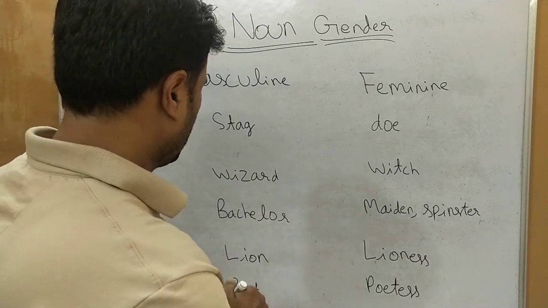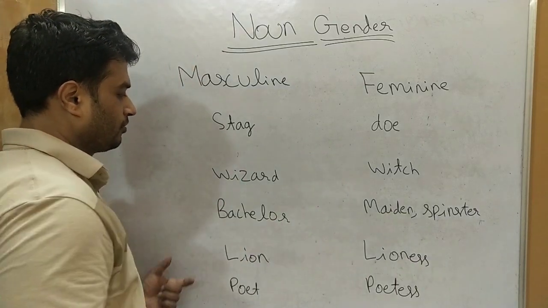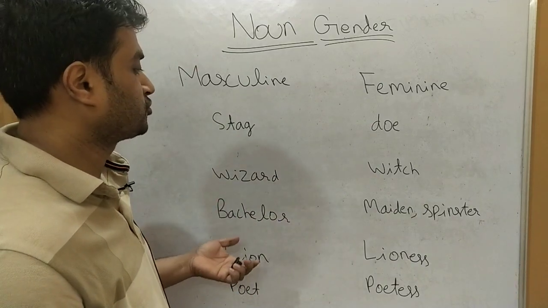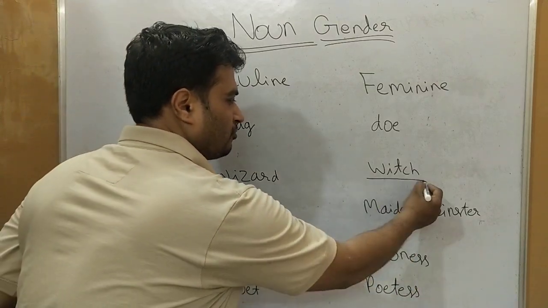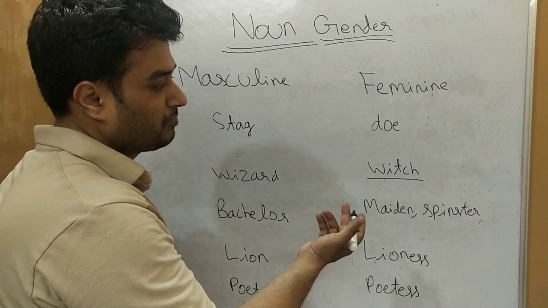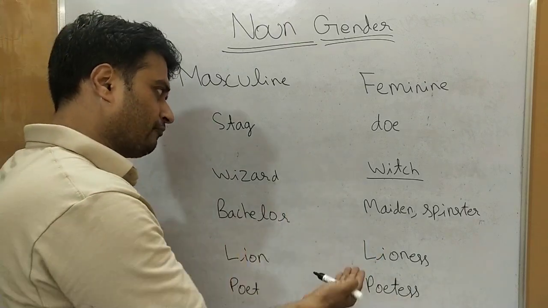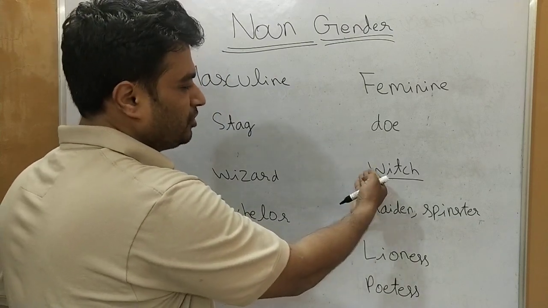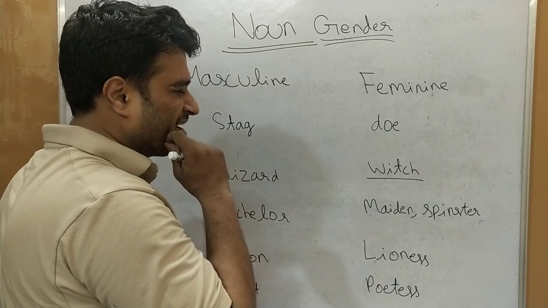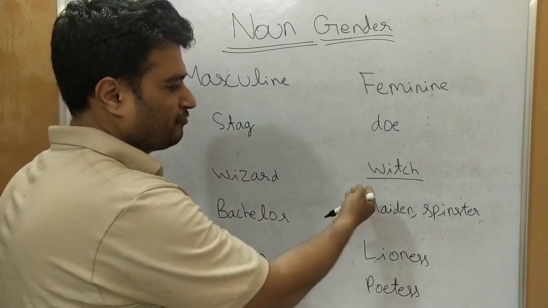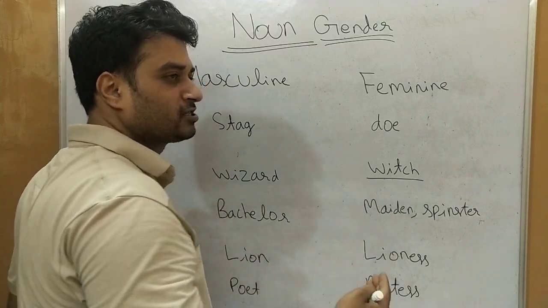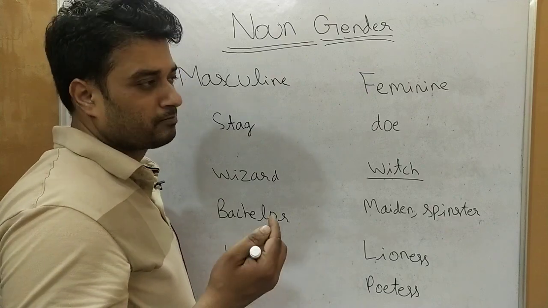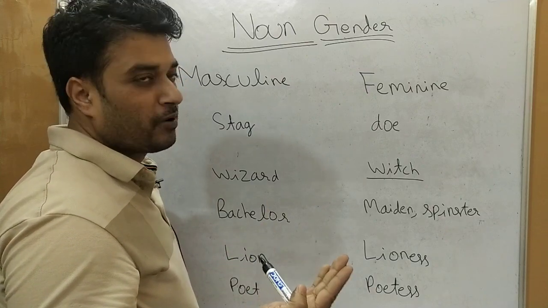Wizard, witch. What does the word wizard mean? Wizard means a man with magic powers, or a man who is especially good at something. Witch, you know that a witch is a woman with magic powers. But we usually use this word in the sense that the woman is not good. I mean, the woman who has magic powers, but who uses those magic powers for bad reasons.